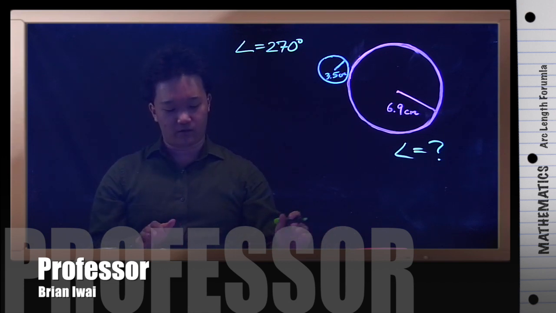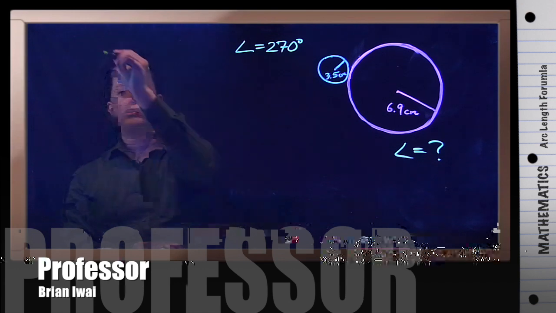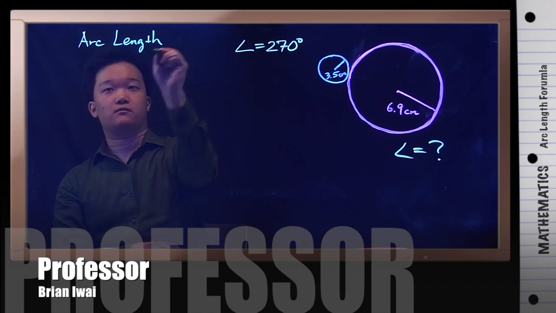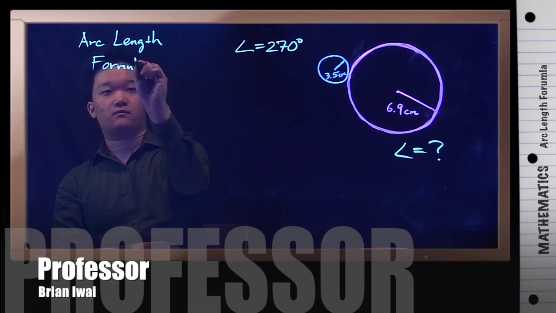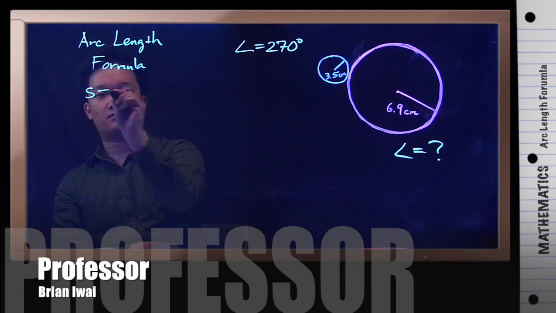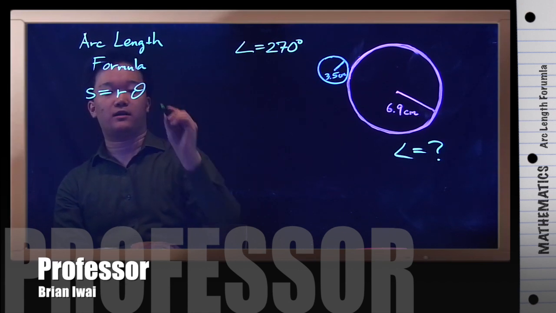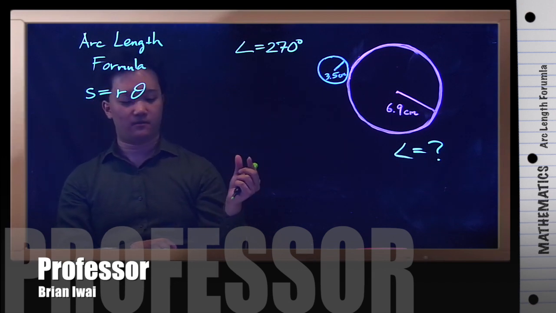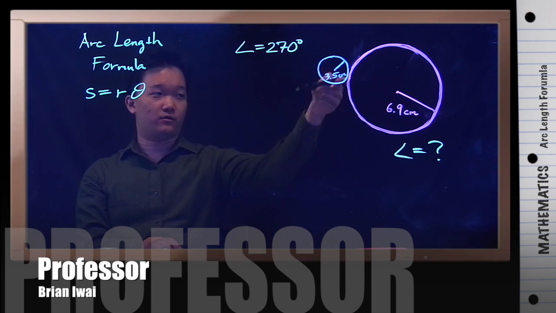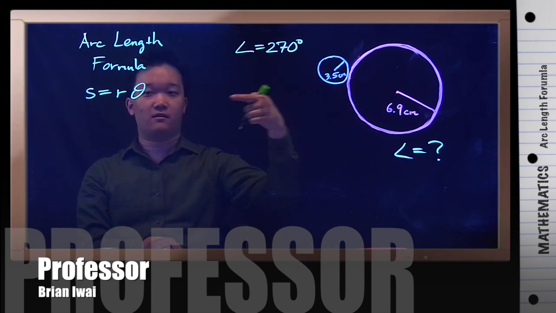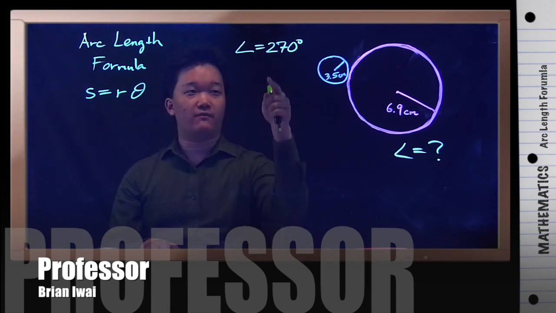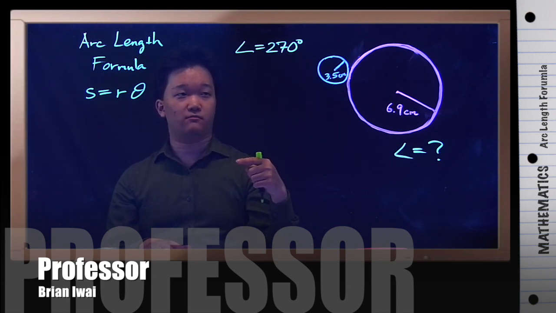To solve this problem, we need to use the arc length formula, which goes by S equals R theta. S refers to the arc length, R refers to the radius, and theta refers to the angle of the arc. R we have for the one in blue and the one in pink. Theta we sort of have, but it's not in the right form. So first we have to convert 270 degrees into radians.